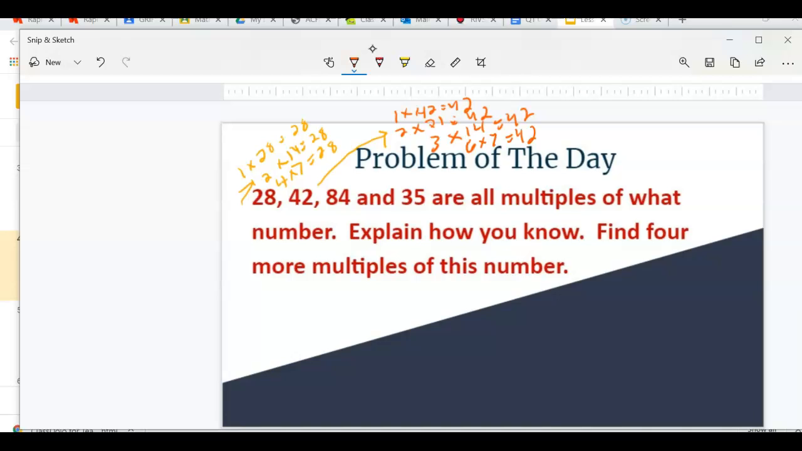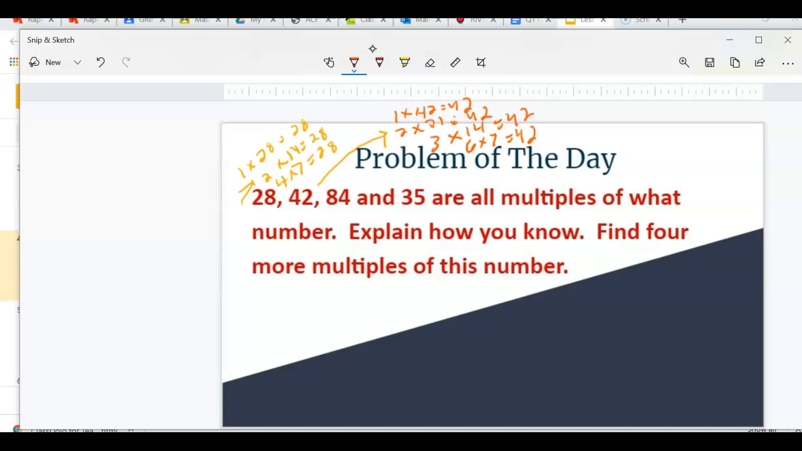So we're doing all this, guys, so that we can find a number that is common to all of them. We're going to figure out what number is common to all of them, and then we'll know that all of these are multiples of that number. Okay, so we did 28, 42.